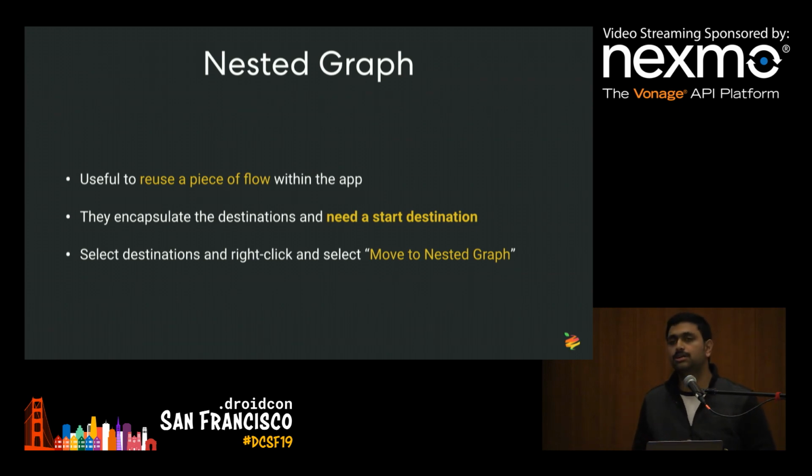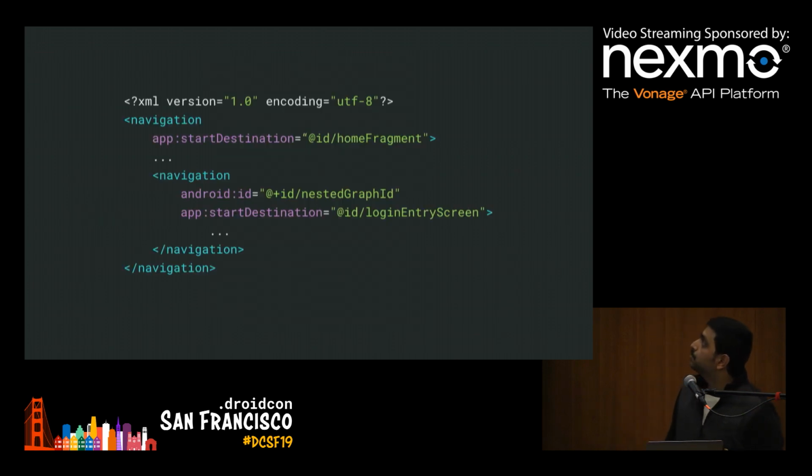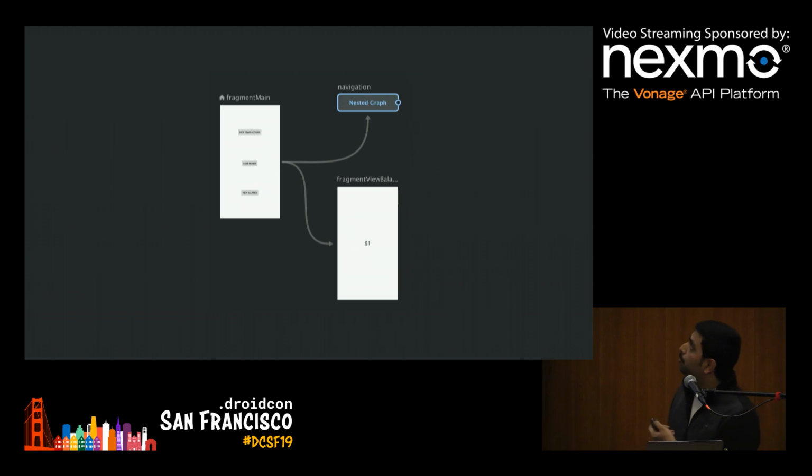So nested graphs are similar to a navigation graph, except that it lives inside a navigation graph. That's it. So this is how the nested graph in XML would look like. You have a navigation nested graph ID. That's the cool name that I could come up with. And that's inside another root level navigation graph. And this is how it would look in your navigation graph. You can double click it, and it would open up the nested graph destinations as well.